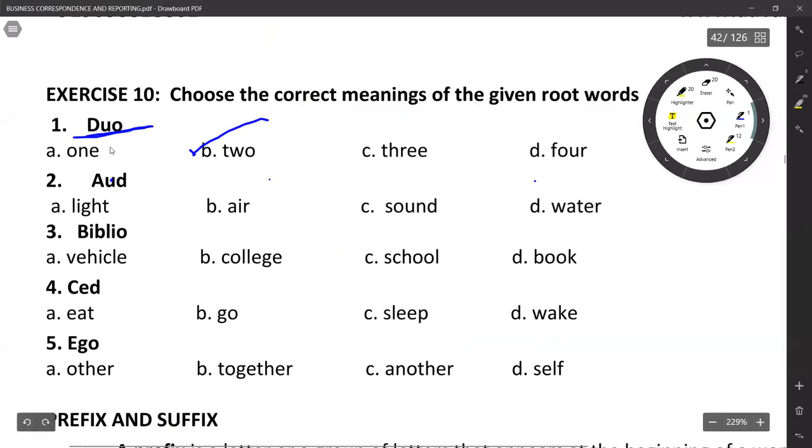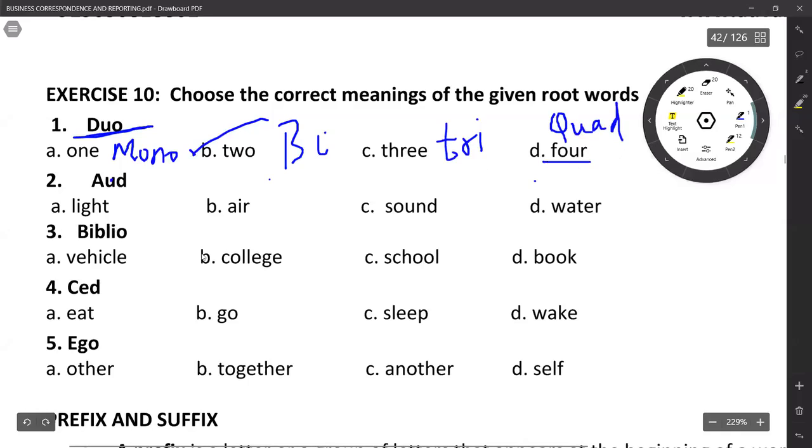Mono. Correct. Root word for 1 is mono. Okay. Root word for 3. Try. For 2, I can also say bi. What's the root word for 4? Quad. Quadrilateral. Very good. 5, penta, hexa, septa, octa, nona, deca.